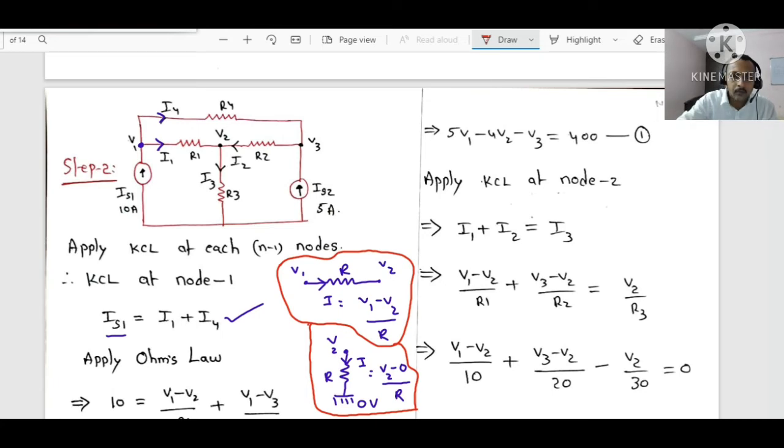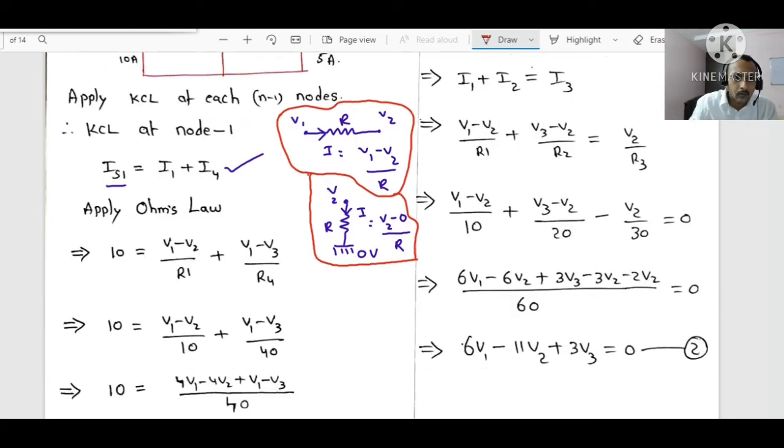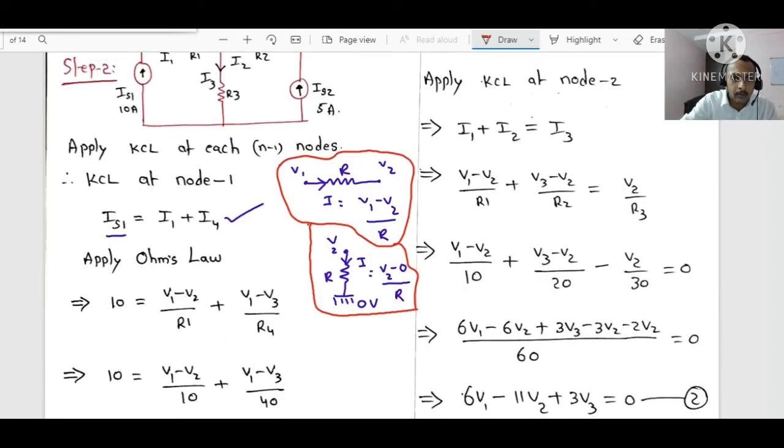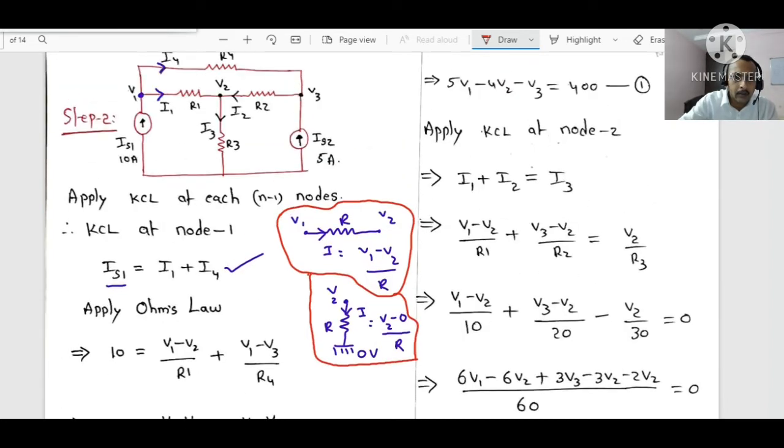Right, that is what we will do here. I1 is how much? The diagram is not visible. At this node the voltage is V1, at the other end the voltage is V2, so I1 is V1 minus V2 by, what is the resistor value? R1. Very simple. What about I4?